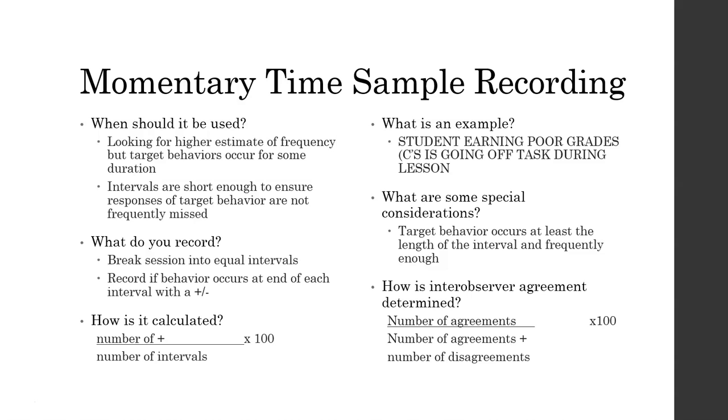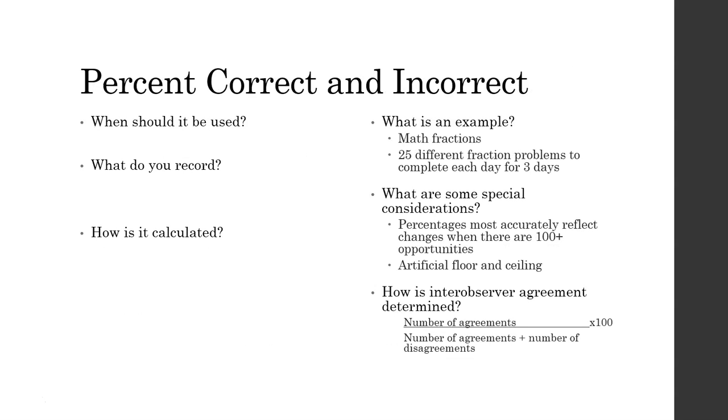This would apply to the same situation of the student earning poor grades for going off task. Just remember, target behaviors occur at least the length of the interval and frequently enough so that you can get that good estimate of duration and frequency. Your inter-observer agreement is going to be the number of agreements between two observers divided by the number of agreements and disagreements. That's the point-by-point method.